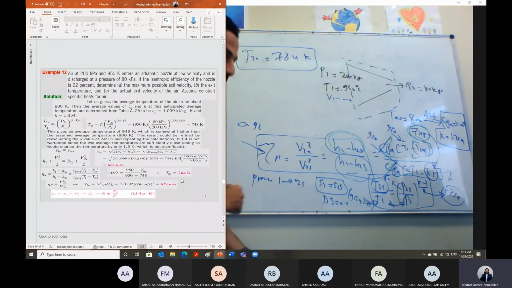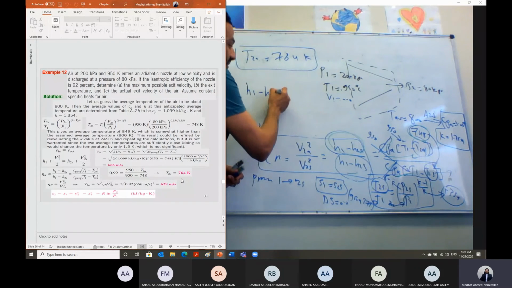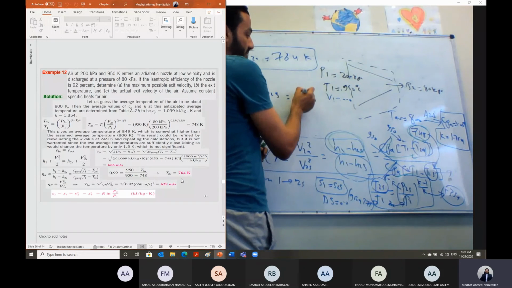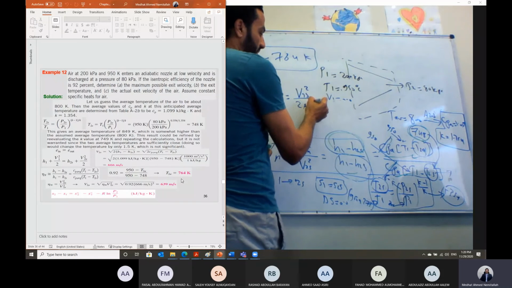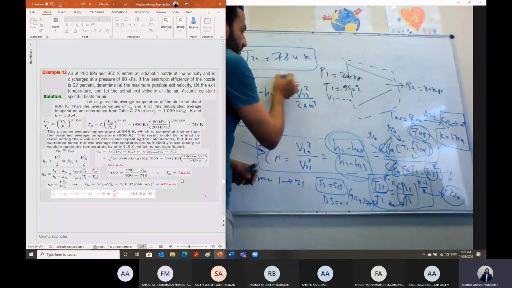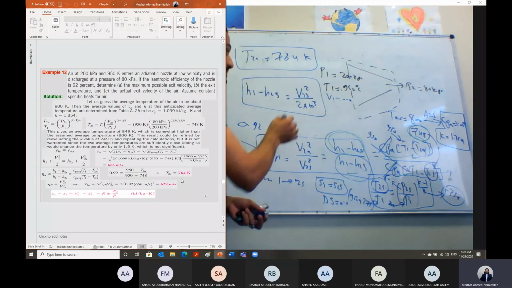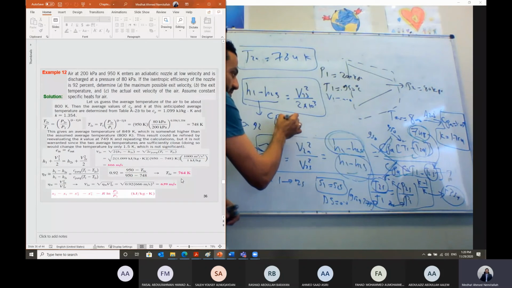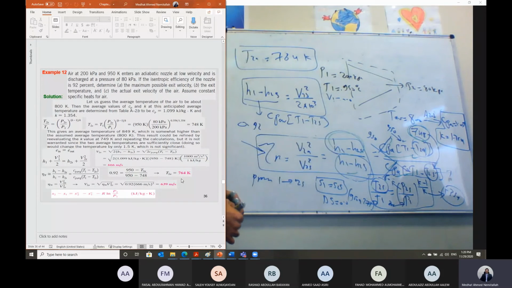Okay, how can we calculate the maximum exit velocity? Applying the first law of thermodynamics for the isentropic process, h1 minus h2s will equal V2s squared divided by 2, and we have to divide also by 10 to the power 3. This is the maximum exit velocity, and following the approximate analysis, h1 minus h2s will equal Cp average multiplied by T1 minus T2s.